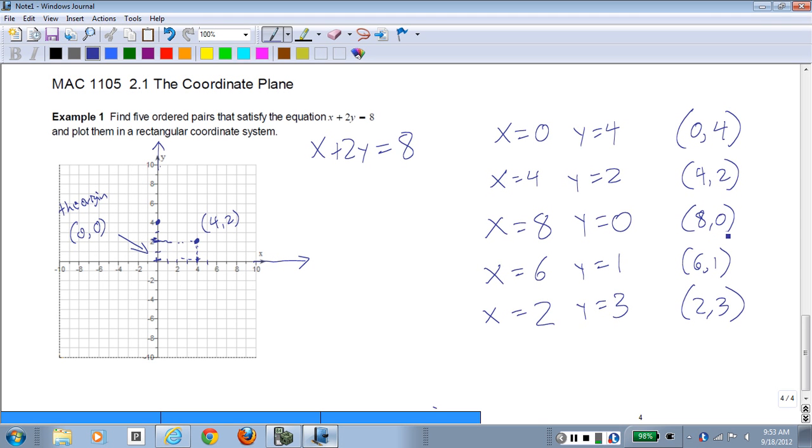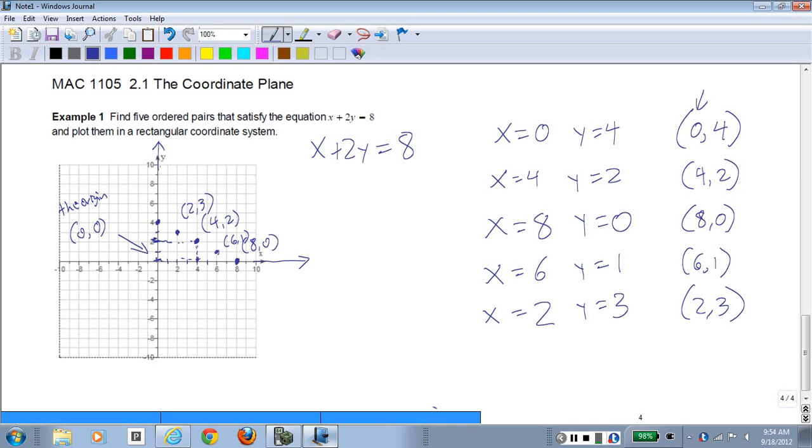And 8, 0, the point that had 0 for its x-coordinate was on the y-axis. Any point that has 0 for its y-coordinate is going to be on the x-axis. This one, 8 units to the right of the origin on the x-axis. That's where 8, 0 is. 6, 1, 6 to the right and 1 up puts us right there. 2, 3, starting at the origin, 2 to the right and 3 up puts us right there. So 5 out of the bunches and bunches of solutions to this equation.